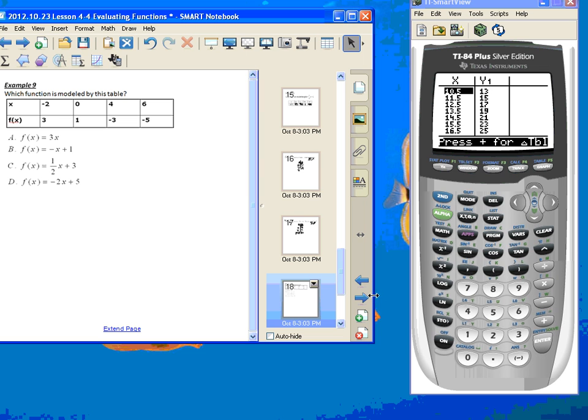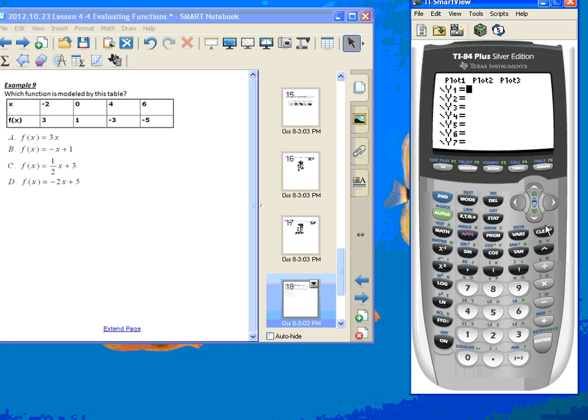And then the last one here, example 9, says which function is modeled by the table. So what I'm going to do is just substitute my answer choices in. On A, I have f of x equals 3x. So I'm going to type that and look to see if that matches. This one says when x is -2, let me go back to -2. When x is -2, y is -6, which is not what that table says, so it's not A. On B, it says -x plus 1.